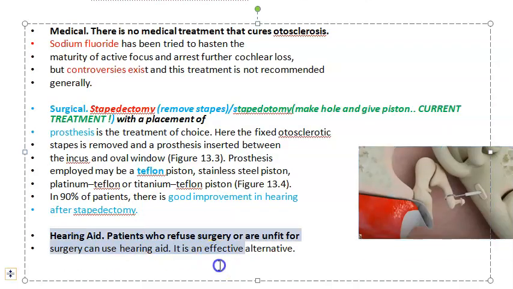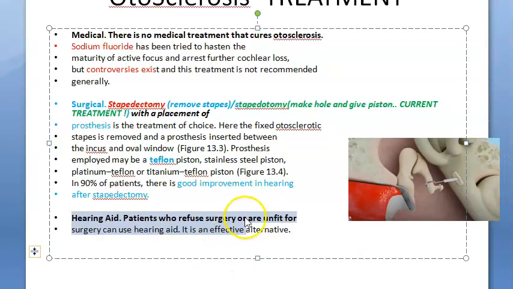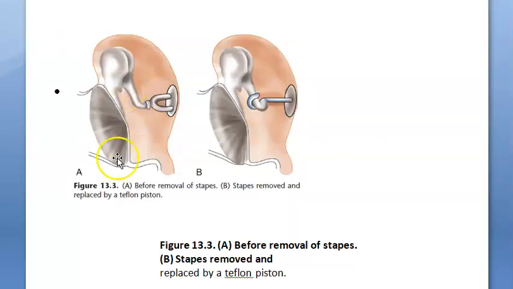But then there is another option, hearing aid. Because it's conductive deafness, they seem to be talking about hearing aid. This is the stapedectomy surgery you can see here. They are removing the stapes superstructure, right? And they are putting the piston, Teflon piston.